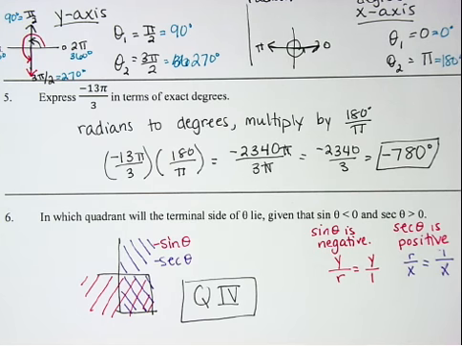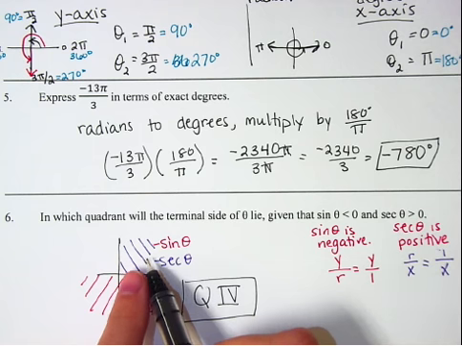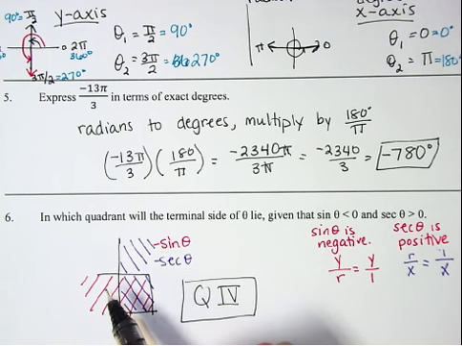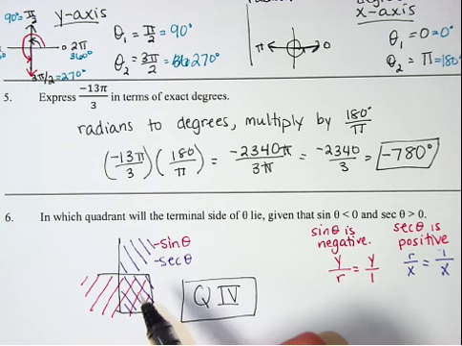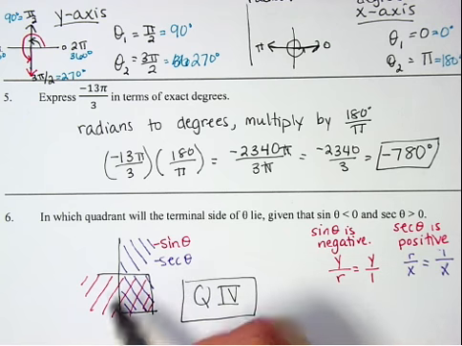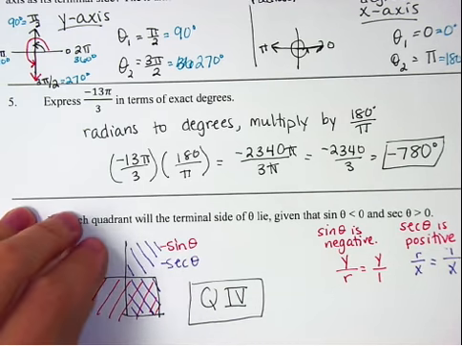And be very careful with cotangent and tangent. If tangent and cotangent are positive, then it's either in the first or the third quadrants, because your ratio of x to y and y to x could be both positive or both negative. If cotangent and tangent are negative, then that means that either x or y, not both, are negative. So for cotangent and tangent, they are both negative in the second and fourth quadrants, positive in the first and third quadrants. Next page.